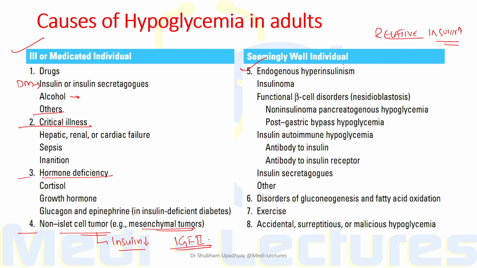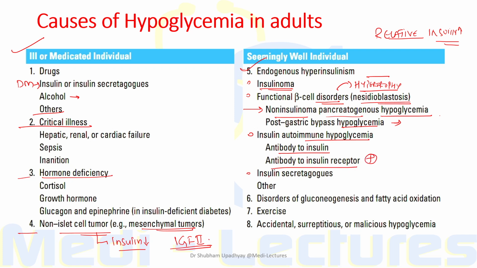There can be increased production of endogenous insulin. So, there can be a beta cell tumor known as insulinoma. Then, functional beta cell disorders in which there is hypertrophy and hyperplasia of beta cells, but these do not produce a tumor. This pattern is known as nesidioblastosis, also termed non-insulinoma pancreatogenous hypoglycemia. Post-gastric bypass hypoglycemia also occurs by a similar mechanism. Then there can be insulin autoimmune hypoglycemia, with antibody to the insulin receptor which activates the insulin receptor.